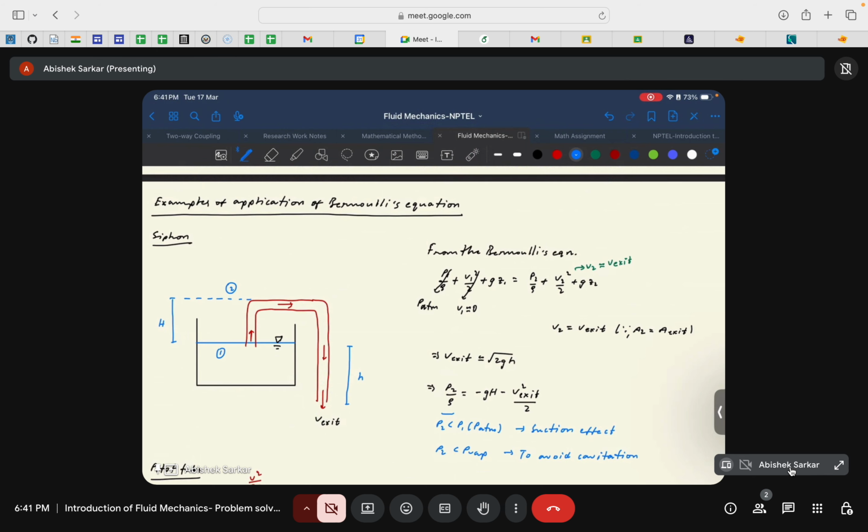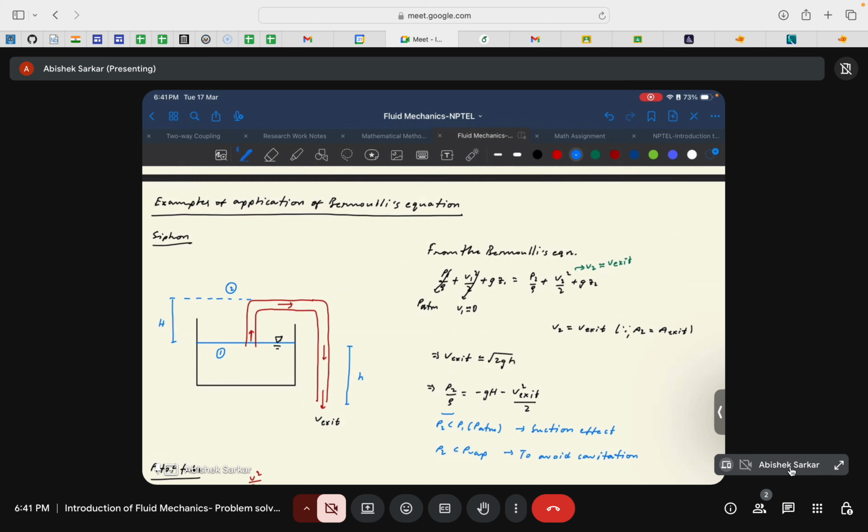Okay, so I think we will take 3 examples or 3 scenarios in engineering application of your Bernoulli's equation. That is siphon, pitot tube, and venturi meter. And I will expect that you still remember the principle of manometry, so that will come handy.